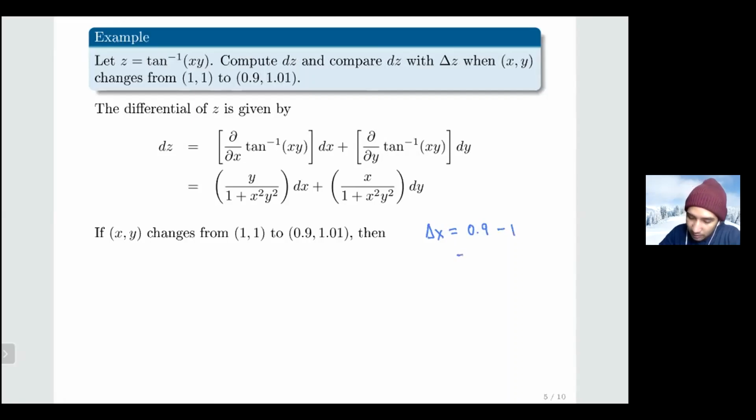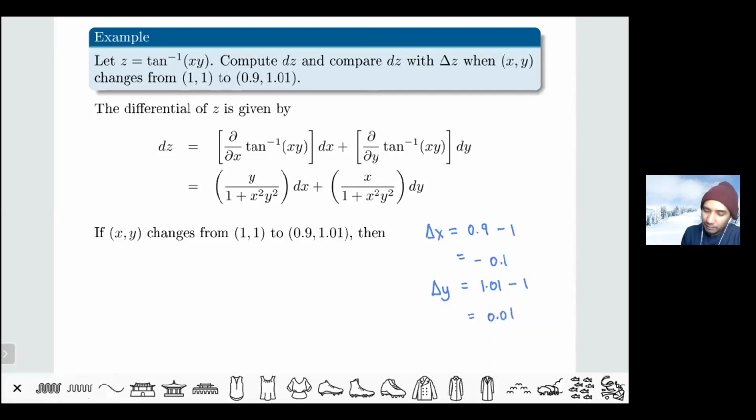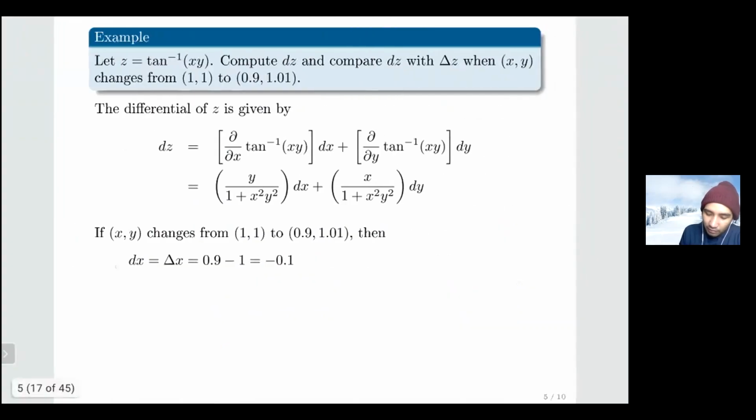So this is negative 0.1. Okay? Tapos yung delta y is the new y value minus the old y value. So this is 0.01. Okay? Ito yung mga gagamitin nating value for dx and dy.